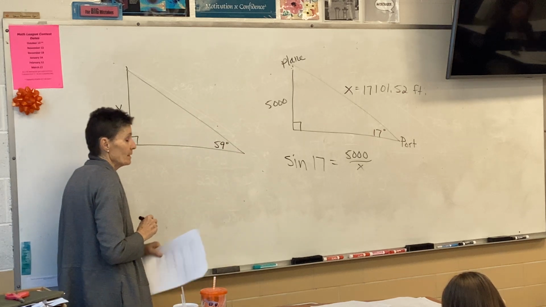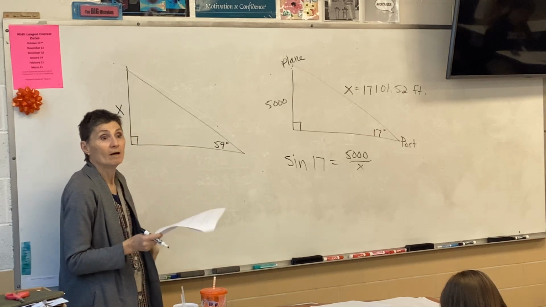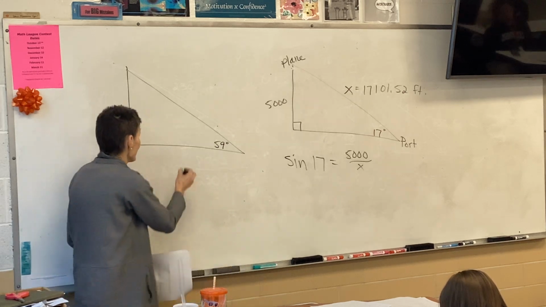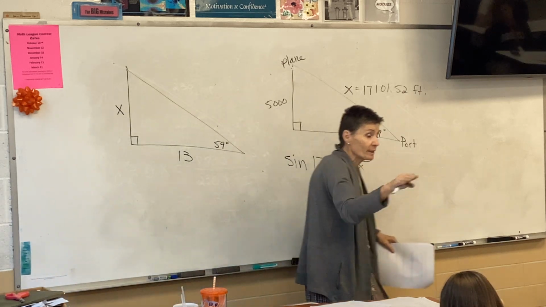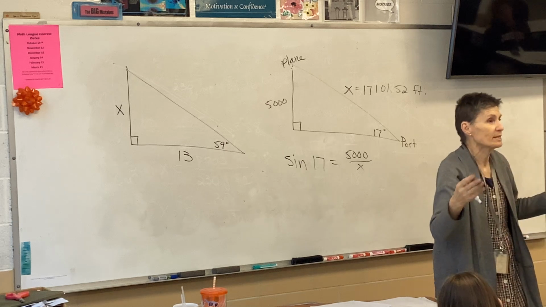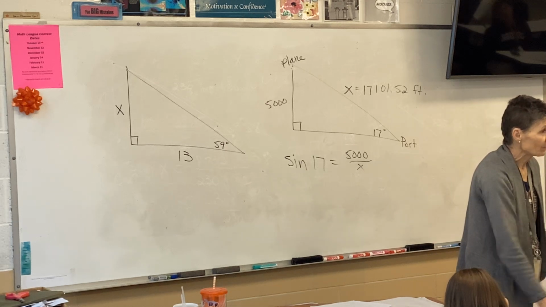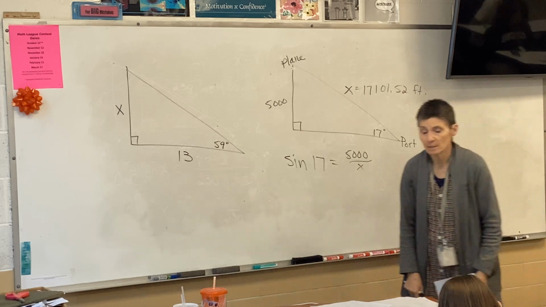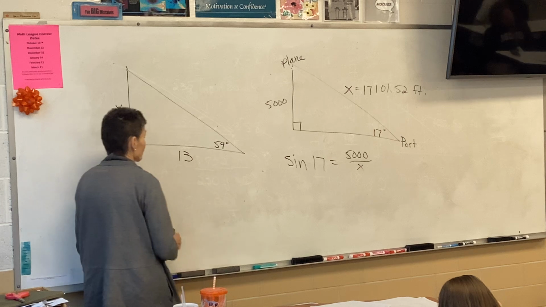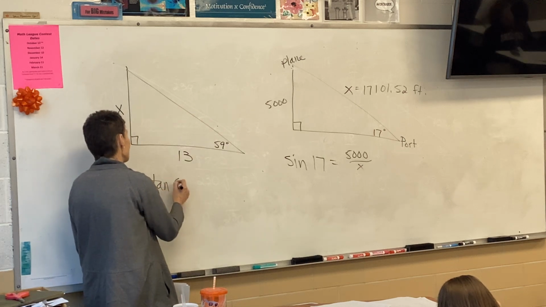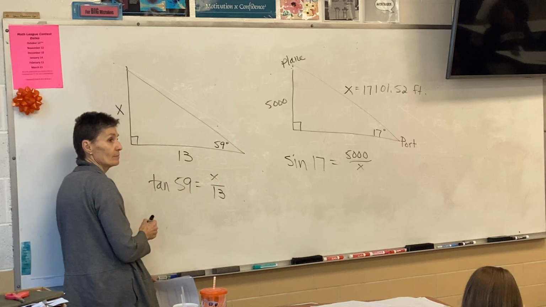Now we gotta put the 13 in there. Where are we putting the 13? Opposite, on the bottom. That is exactly right. Because where do you see shadows? On the ground. The shadow's right down there on the ground. That's where the 13 goes. So what function are you going to use? Tan. So tan 59 equals x over 13.